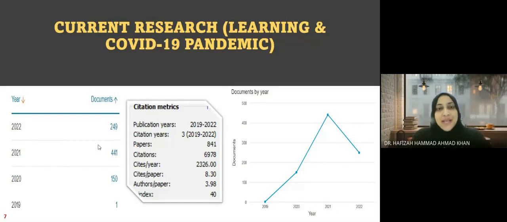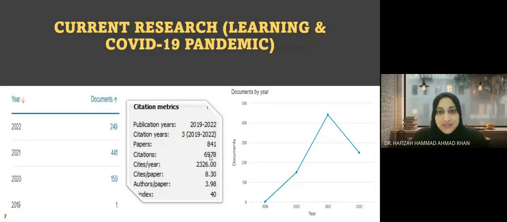So we can see that people are still interested in research related to online learning and the COVID-19 pandemic, because the issue is current, still relevant, and there are still so many things we can dig into further in this topic. Looking at the citation metrics, within only these 3 years, the number of papers is 841, and the citations are almost 7,000.